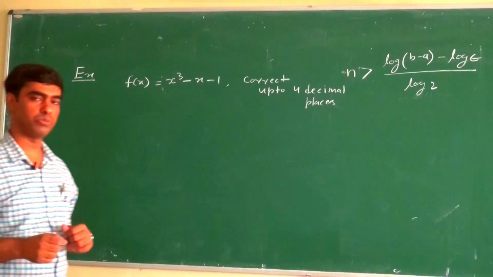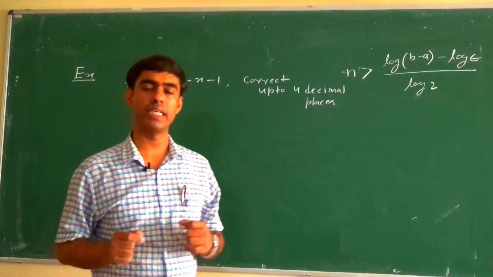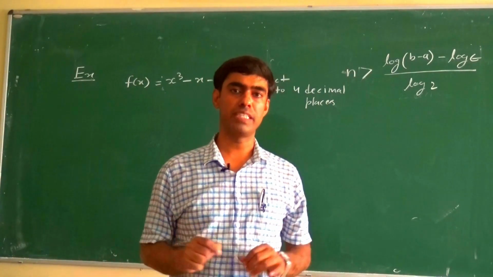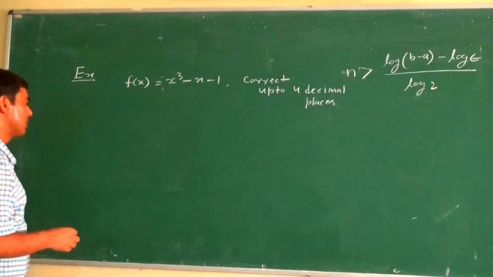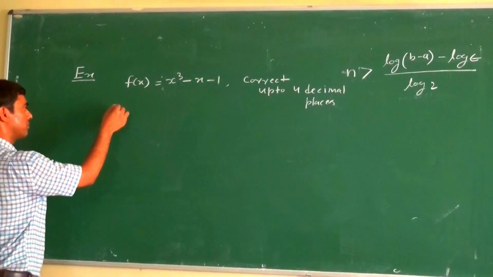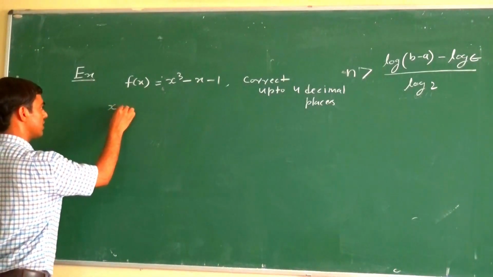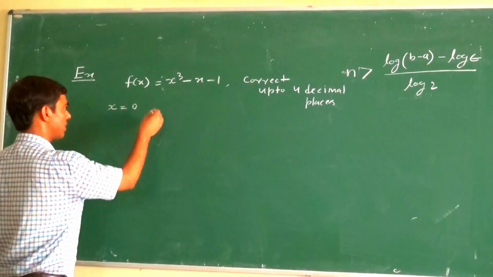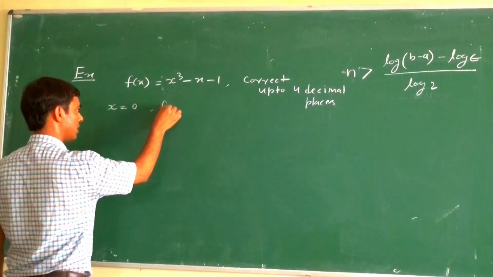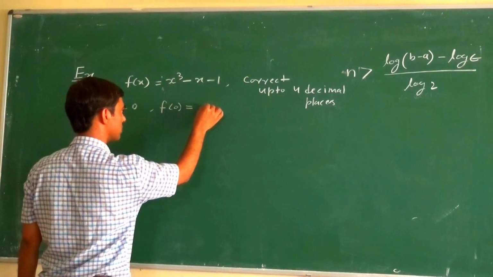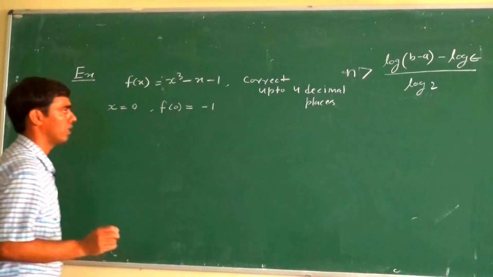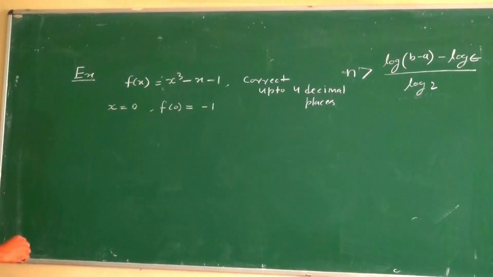So what is our first aim? First aim is to search the values of a and b. So how do we find the values of a and b? Suppose here we put x equal 0. So what is the value of f of 0? Here we put the 0, then this one is a minus 1.